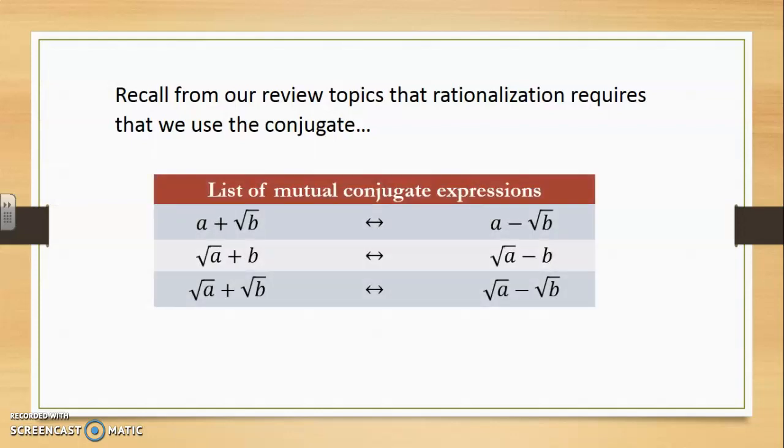Here is the list of mutual conjugate expressions. For the addition of a term plus a root, the conjugate would be the term minus the root. For a root plus a term, there's a conjugate for it, which will be the root minus the number b. And if you have the sum of two square roots, then the difference between these square roots will act as the conjugate.